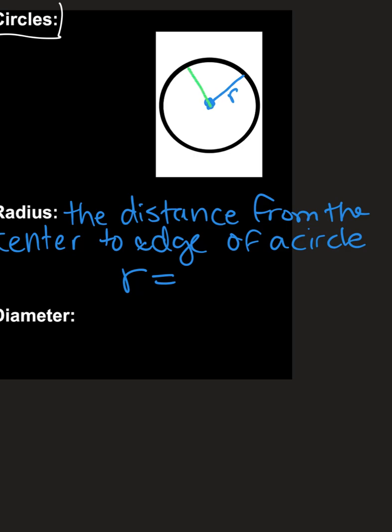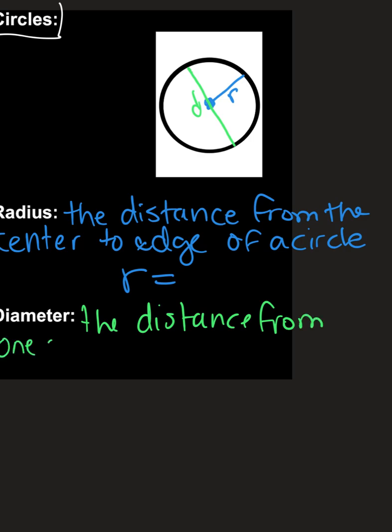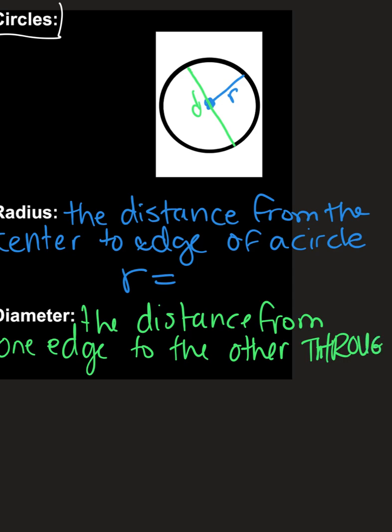Now I'm going to draw another line all the way through my circle, and I'm going to label that with a lowercase d. This is our diameter. Diameter is the distance from one edge to the other through the center. Okay, that part is really important, that it's through the center.